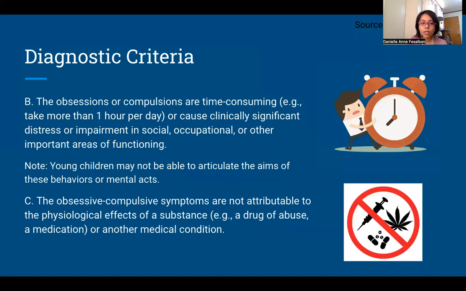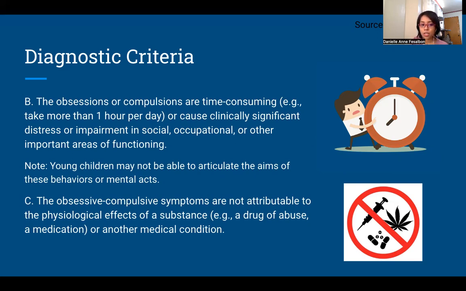And then for us to diagnose someone with OCD, the obsessions or compulsions are time consuming. So an example of that is that their obsessions or compulsions should take more than 1 hour per day. So it's not something very instant, but it can be very time consuming, and it causes clinically significant distress or impairment in social, occupational, or other important areas of functioning. Actually, later I'll be giving examples of how people with OCD relate with their circle of friends and other relationships.